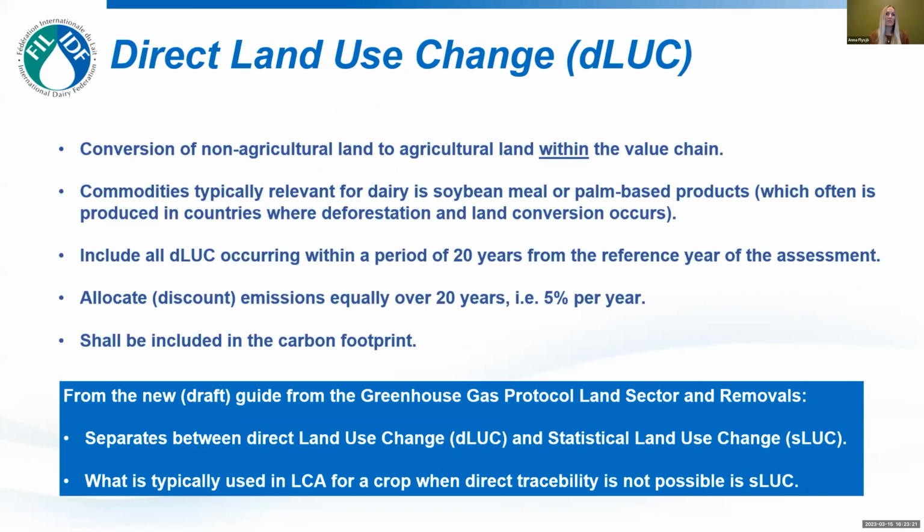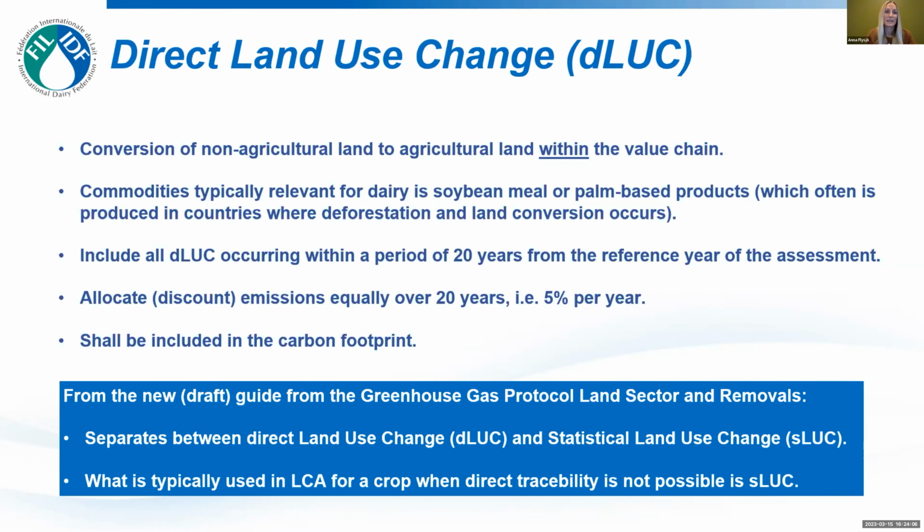And when we calculate the emissions associated with the direct land use change, then it includes all the direct land use change occurring within the period of 20 years from the reference year of the assessment. So you basically look at the year of your assessment, and then you look 20 years back and how much deforestation has taken place during that period. And then you take 5% every year of the emission in the specific year and allocate that. And that is the deloc factor that you use. So you basically allocate or discount emissions equally over these 20 years. So 1/20th of each year's emission, and then aggregate that over this 20-year period.